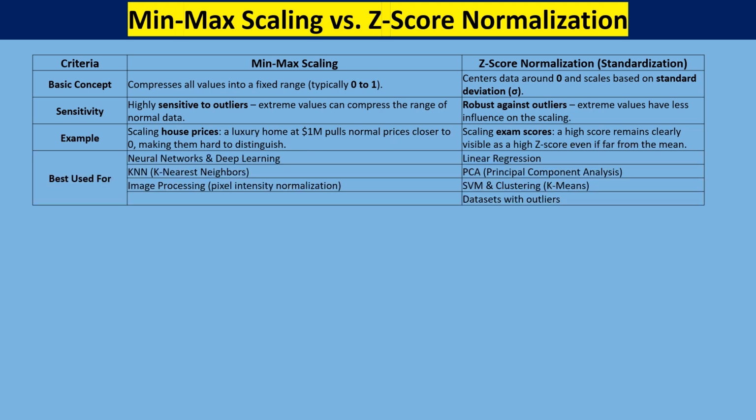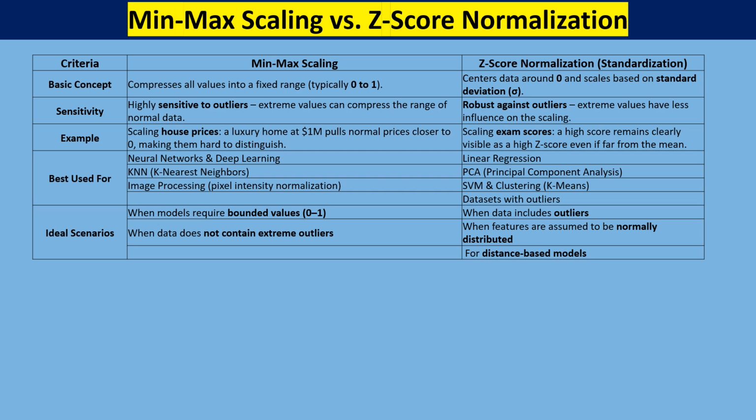Best use: use min-max when the model requires input to be in a limited range, like neural networks or image processing tasks where pixel values range from 0 to 255. Z-score works better when the model depends on distance or assumes a distribution, like KNN, PCA and SVM.